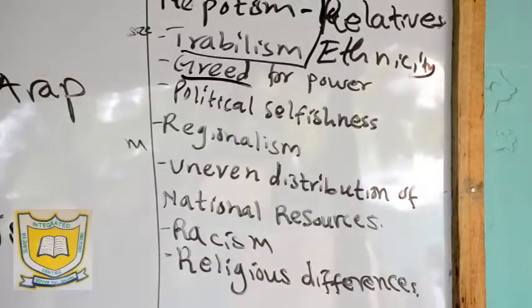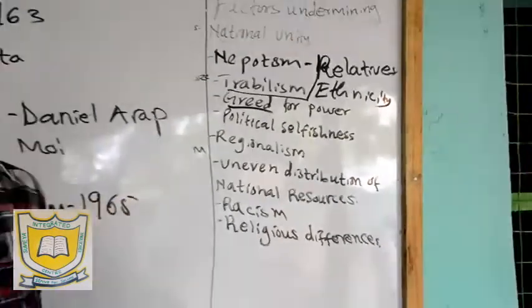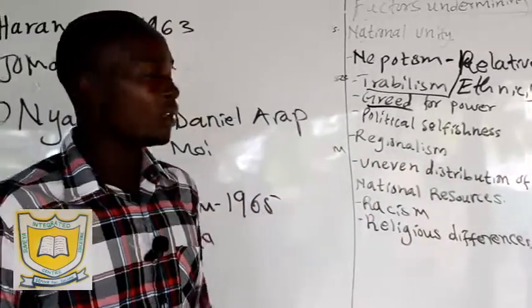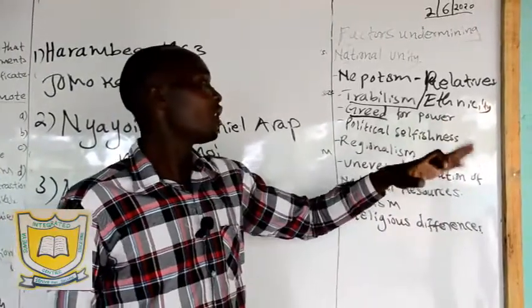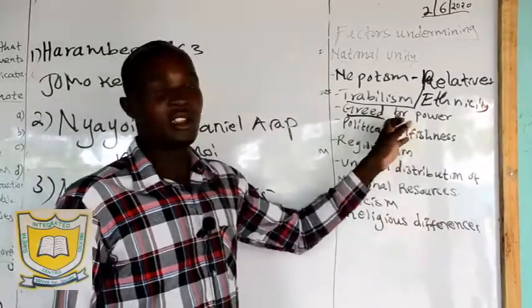Then greed for power, or greed. We have seen in many cases people think about themselves. They only want good things for themselves, not other people. So the less fortunate may suffer. Then you find that those who are somewhere, they may continue enjoying life. That is greed, thinking about yourself.